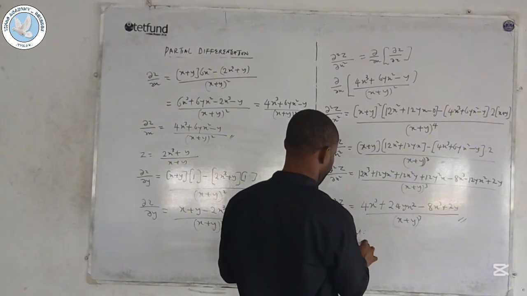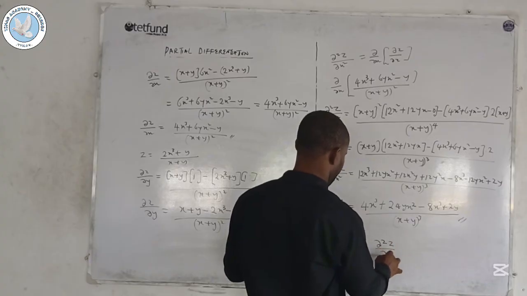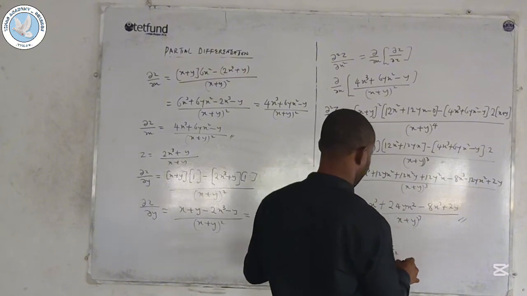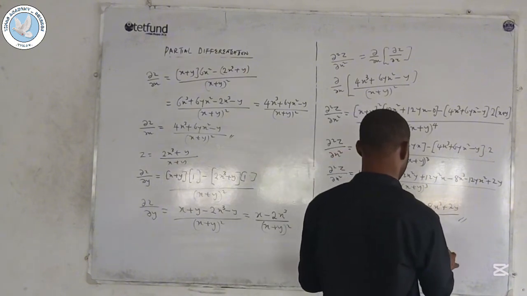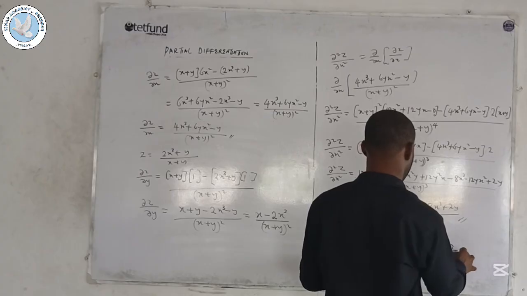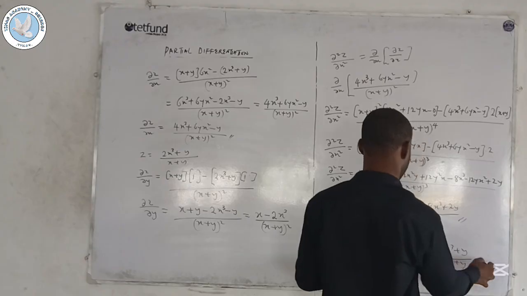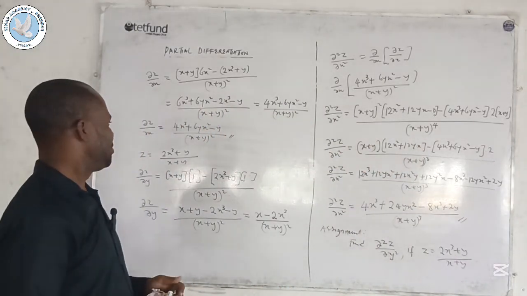So I want my viewers to try their hands on this assignment. Find, if z is 2 plus y divided by this. So you write your answer in the comment section.